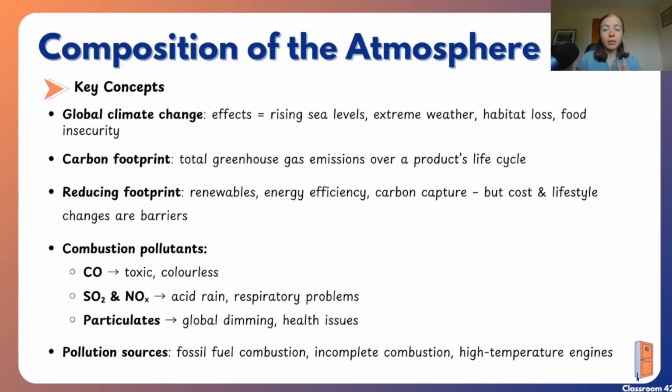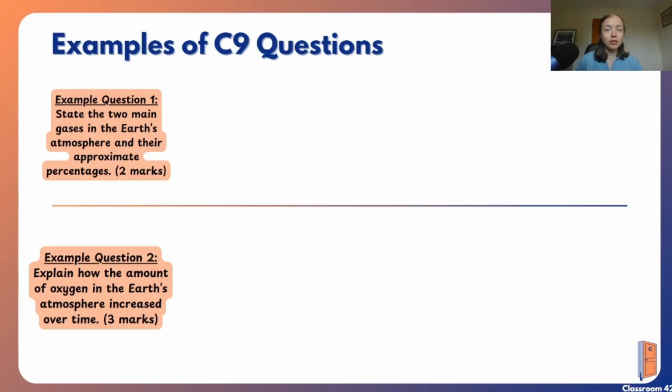You also need to be able to recognise some pollution sources, so that includes fossil fuel combustion, that incomplete combustion we just mentioned, and high temperature engines as well are the main ones. So let's go through some examples of some C9 questions.